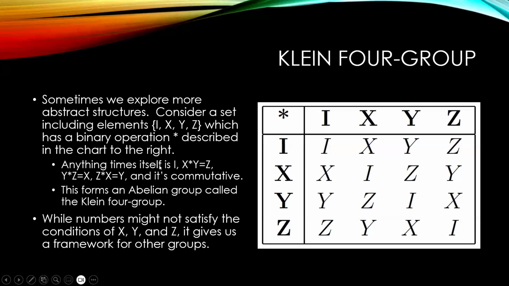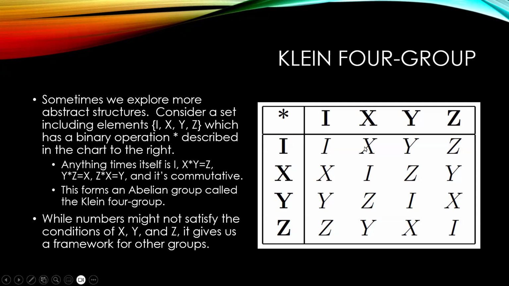And so anything times itself for this particular set is always going to give you I, but if you take any two different things, you're going to get whatever the third value is. And so X times Y is Z, Y times Z is X, Z times X is Y. Anything times I is just going to give you that same anything. This is commutative. I mean, we can see X times I is X, I times X is X. This is going to form an abelian group, which is called the Klein 4 group.